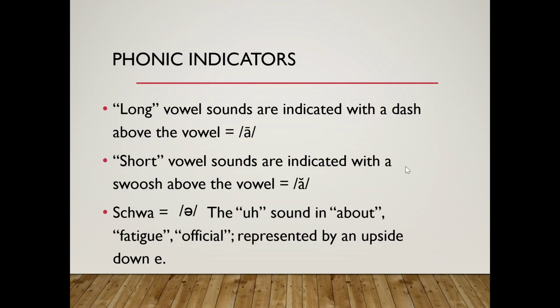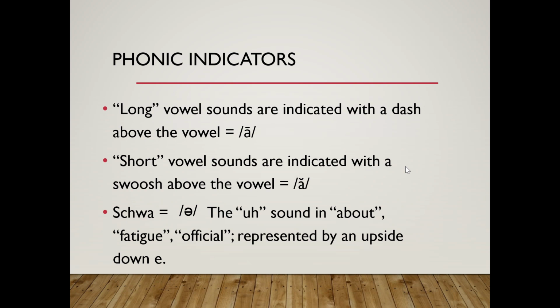Our indicators when teaching phonics are, remember you might have learned the long vowels and the short vowels when you were learning how to write or create words. The long vowels are indicated with a dash over the vowel. So when you see slash A with a hyphen or a dash over that letter, and then another slash, that's the long vowel sound. In this case, an A with a dash over it is the long A sound.